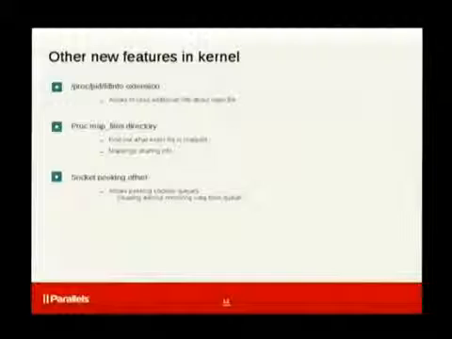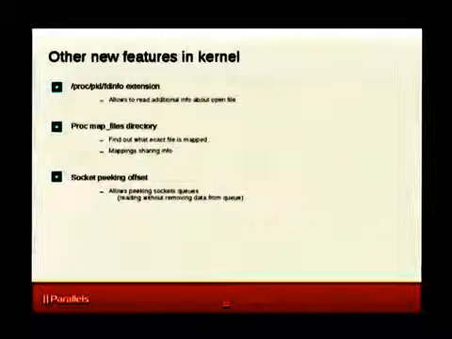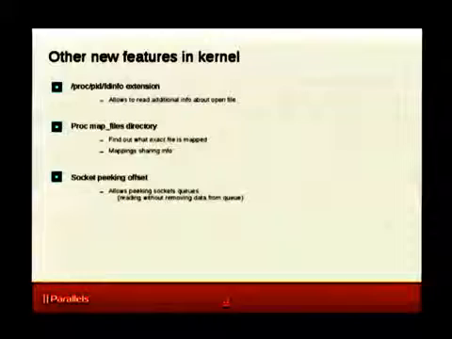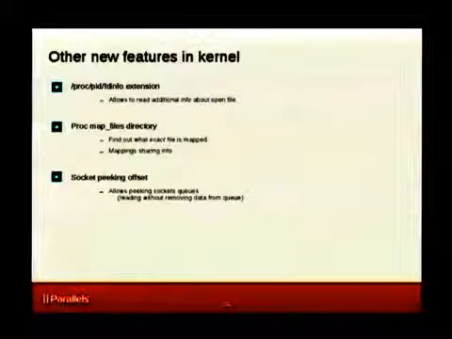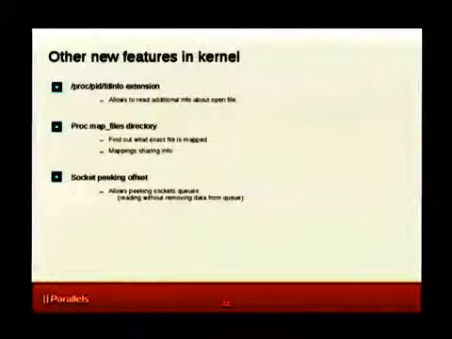Yet another feature in the networking subsystem is a socket peek offset. Right now, with the recvmsg system call, you can peek at a message from a queue without removing it from there, but this peeking is performed on the very first message in the queue. If you have, for example, UDP sockets with more than two packets, you cannot peek at the second or the third packet. So what we did is introduce a socket option which allows you to say which message to peek.